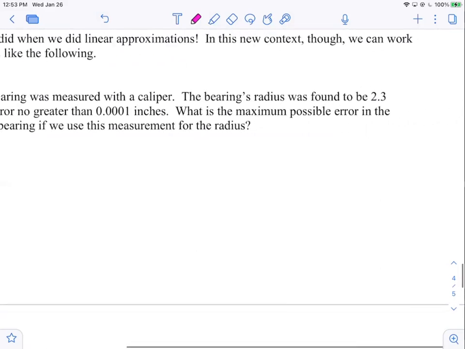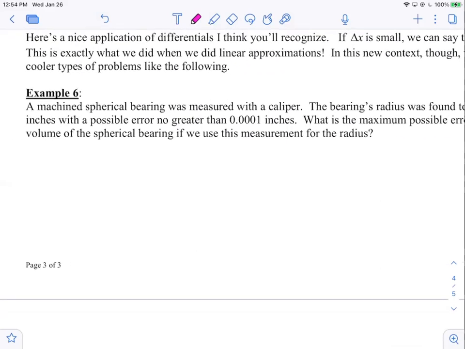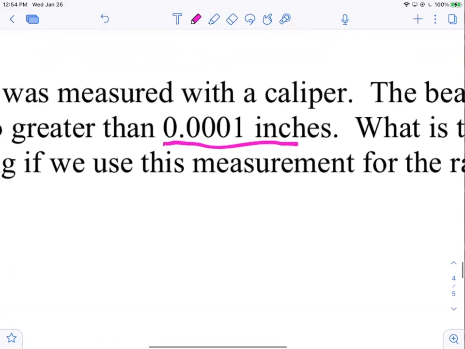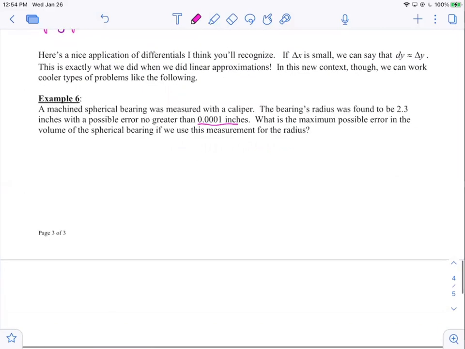The bearing's radius was found to be 2.3 inches with a possible error no greater than 0.0001 inches, okay?